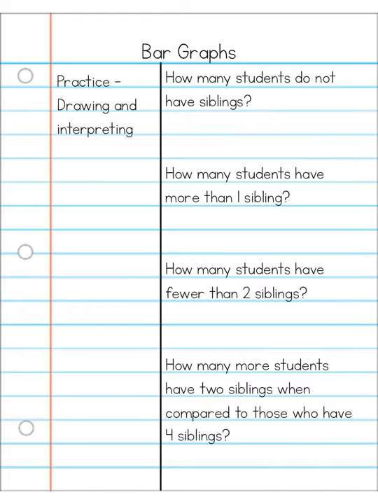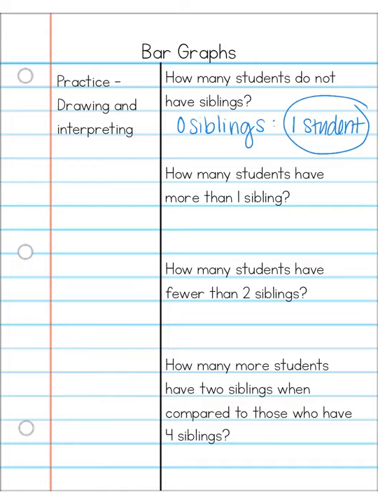Now we're going to look at some practice questions for interpreting that bar graph. The first question is, how many students do not have siblings? Well, we need to think about what it means to not have siblings. So not having siblings would mean 0 siblings. And we know from our graph that there was one student who has 0 siblings or no siblings.